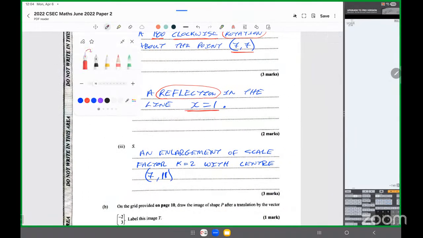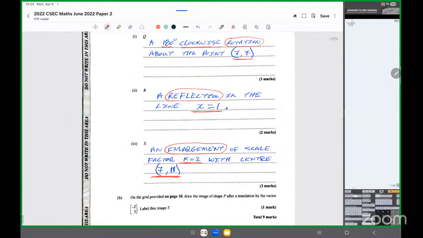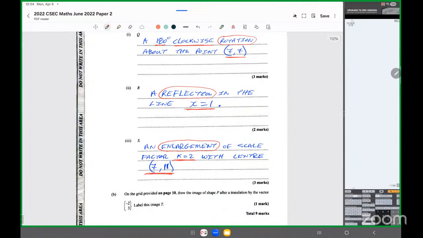So when you describe an enlargement, you give the name enlargement. An enlargement has two components, a scale factor and the center. State those in your description of an enlargement. You cannot describe an enlargement and not state the scale factor and the center. That is it. Everybody good with that? Okay? Yes, sir. Alright, good.